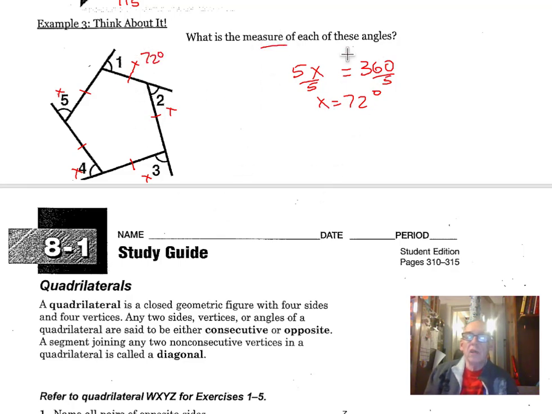What is the measure of each of these angles? 72. 5 times 72 equals 360. So it checks out.